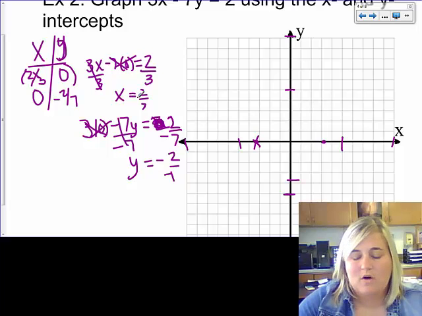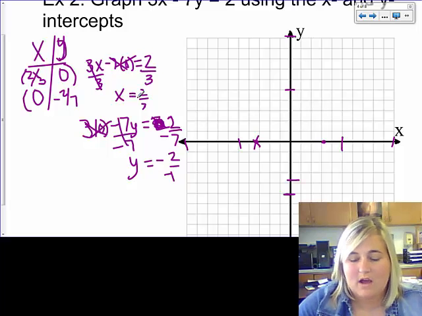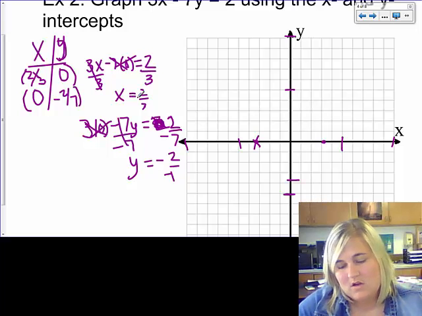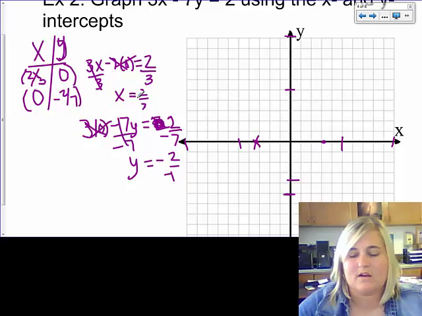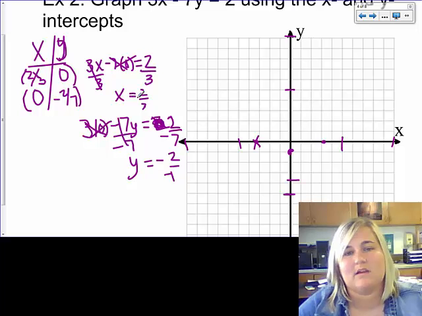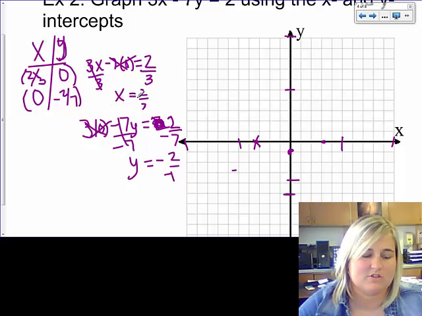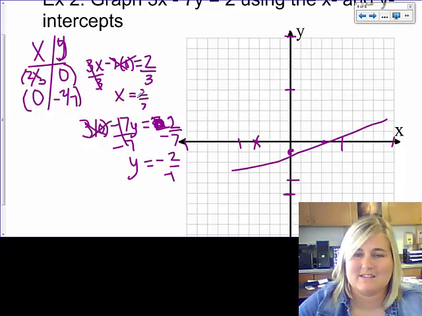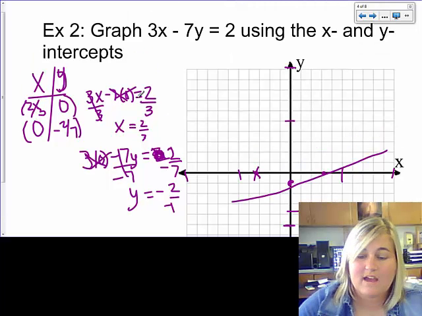Now for the other one, our next point is 0, -2/7. So I'm at 0, and I'm going to go down 2/7. So we will just call that, I don't know, about there. Okay, so this is approximately my line of this standard equation, which is 3x minus 7y equals 2.